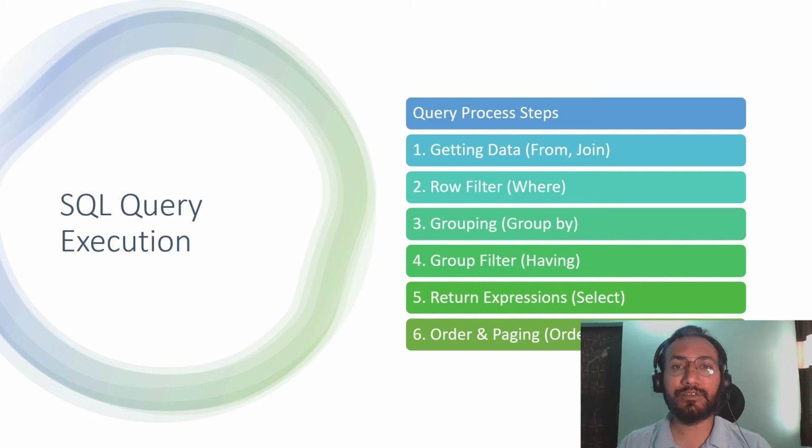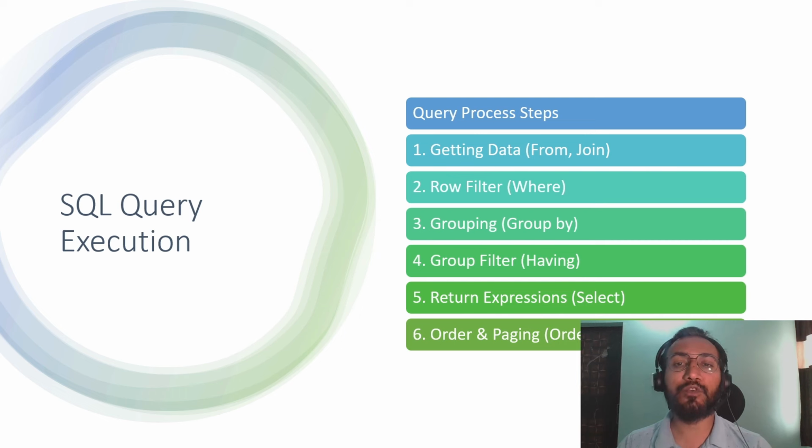The second step is the row filter, meaning how many rows we are going to filter out. For that we have the where clause. Suppose we want to filter salary greater than 1000, so we use the where clause. That means we are doing row filters. It goes through each row, checks whether the filter is applicable or not, and gives the result set.